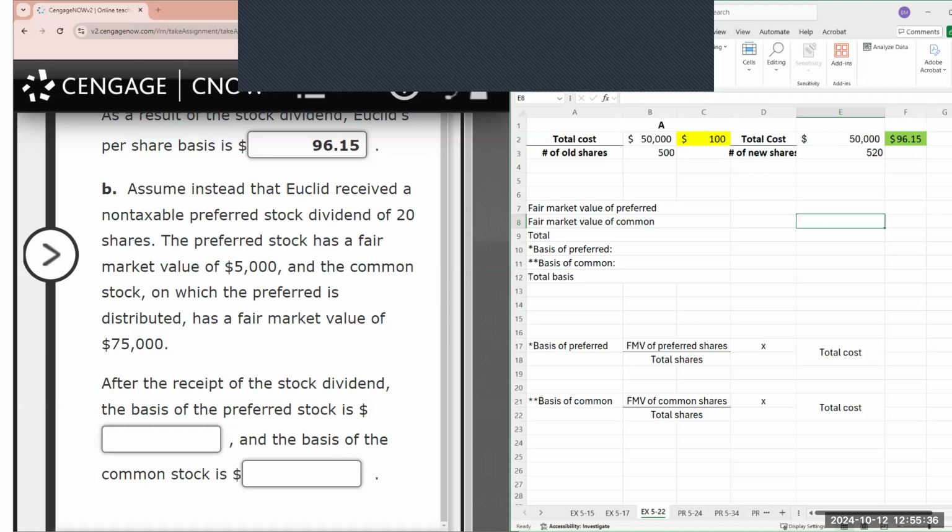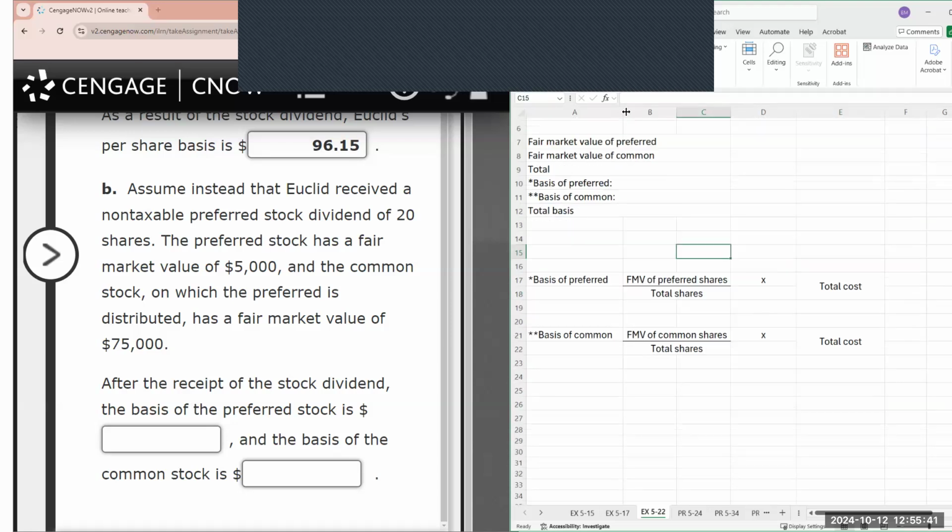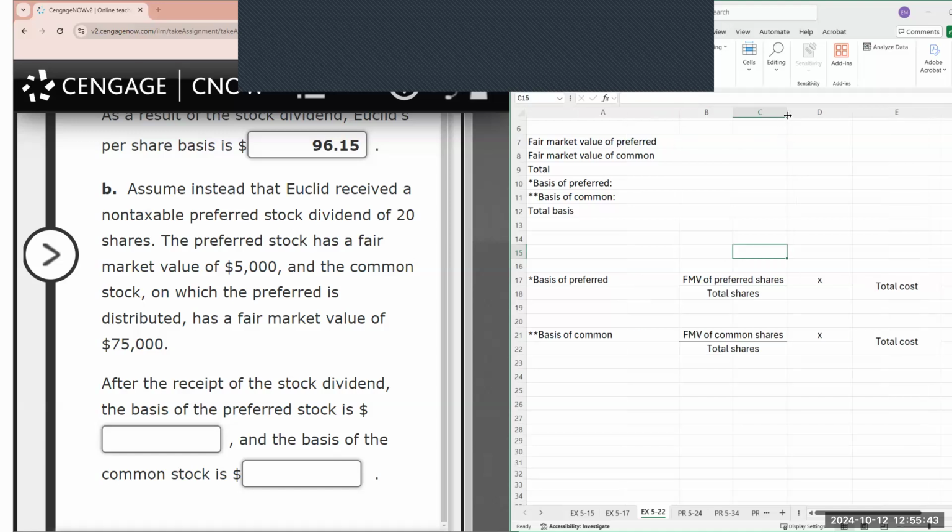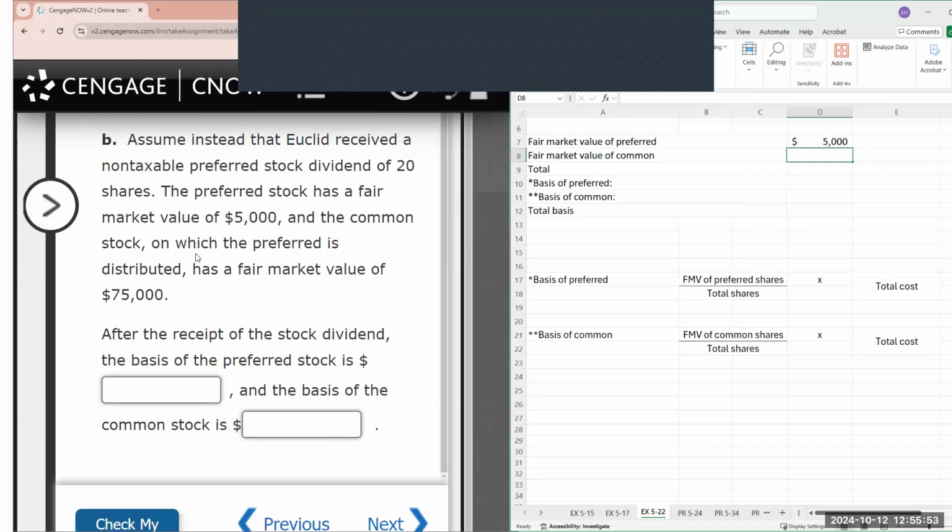So in order for us to determine, it'll be calculated as follows. The fair market value of the preferred shares is 5,000 based on the fact pattern. And the fair market value of the common shares is 75,000. All right, so that gives us a total of 5,000 plus 75,000, which is 80,000. And now we need to determine, well, what is the basis of the preferred shares? How will we determine it?